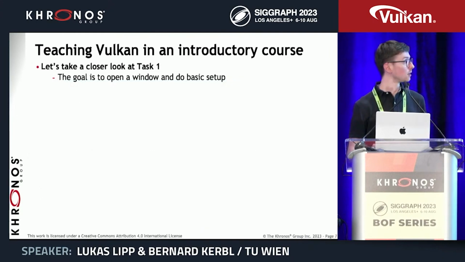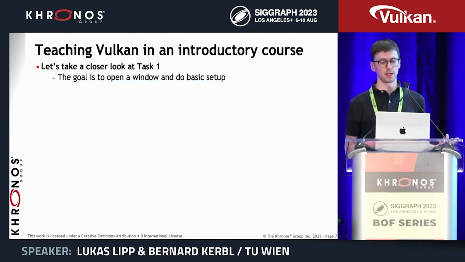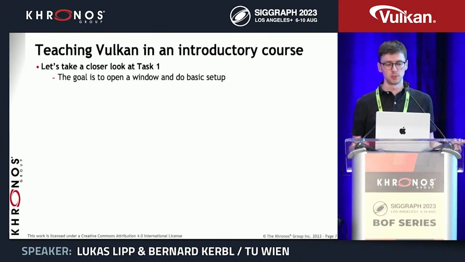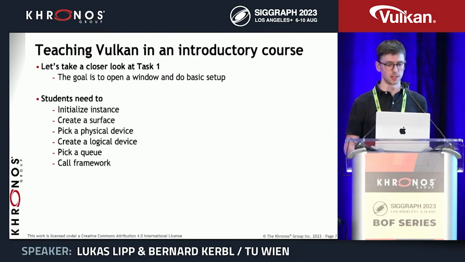So let's take a closer look at task 1. In this task, the goal is to open a window and do some basic Vulkan setup. So they need to choose the device and activate, like I display here: initialize the instance, pick a physical device, create a logical device for that with extensions enabled, and pick a queue, and then call the framework, and then basically the framework takes over.